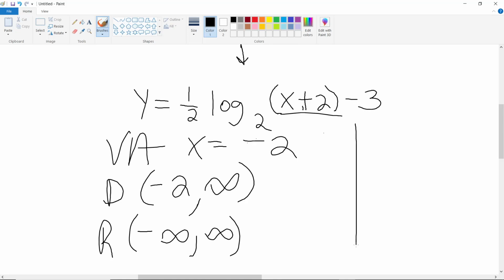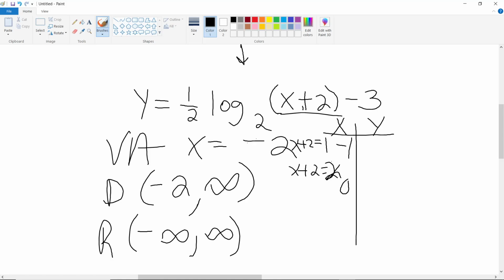I will plot some points. I just need to plot 2 points. And the points I will plot will make x plus 2 equal 1 and x plus 2 equal the base, which is 2. So to make x plus 2 equal 1, x equals negative 1. To make x plus 2 equal 2, x equals 0. So I've got those 2 points. I'll put this down here.